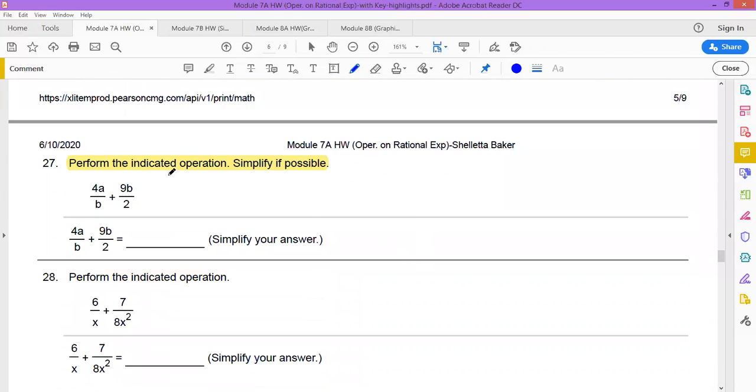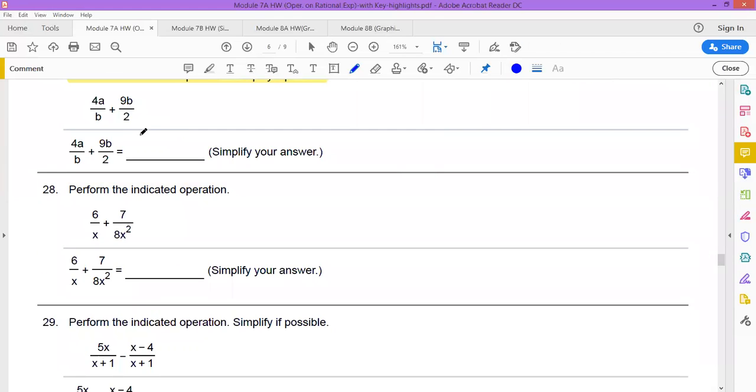Let's look at number 27. So now we are still adding terms, but our denominators are not the same. If your denominators are not the same, what I recommend you do is rewrite the fractions on top of each other. You want them to be written vertically. So 4a over b plus 9b over 2. So we have to find our common denominator here.